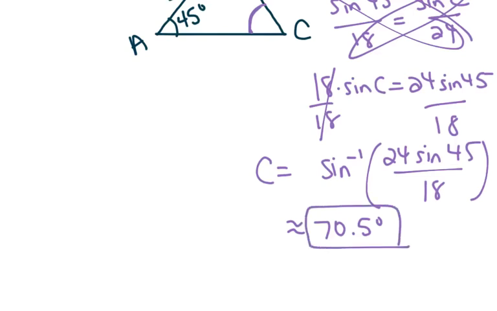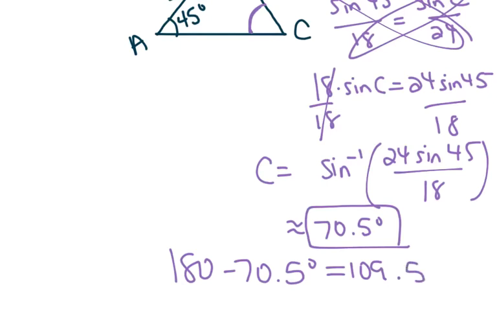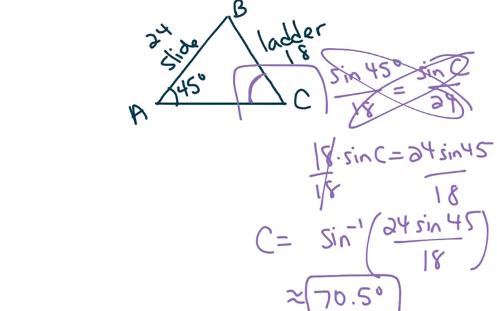Now, why is it that that's the only answer? The reason there's not a second solution is because, so this is in quadrant 1, right? The quadrant 2 angle, which has the same reference angle, would be 180 minus 70.5. So 180 minus 70.5 is going to be 109.5. Is there any way possible that that ladder could have a 109.5 degree angle with the horizontal?